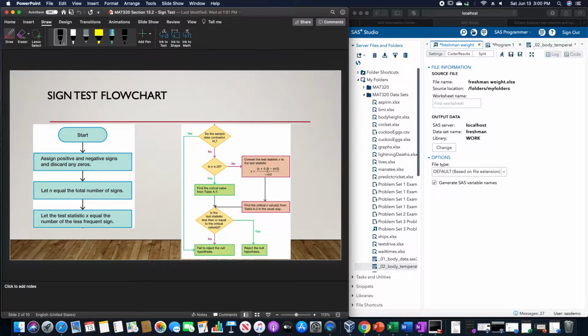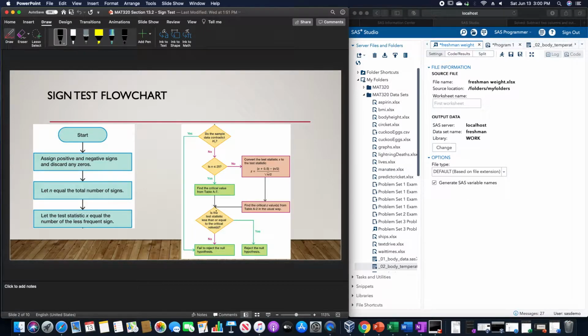plus 0.5 minus n divided by 2, divided by the square root of n divided by 2. And then find the critical z values from table A2 in the usual way. Otherwise, we would find the critical value from table A7 if n is not greater than 25.